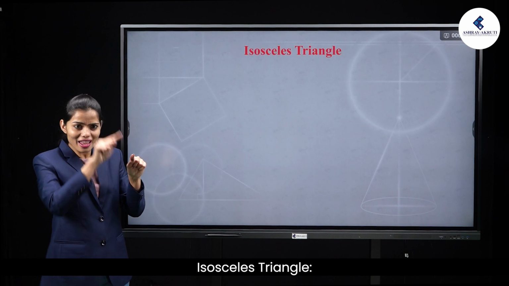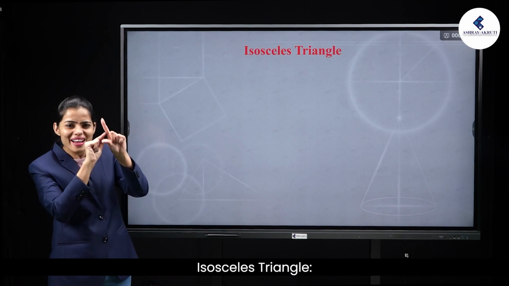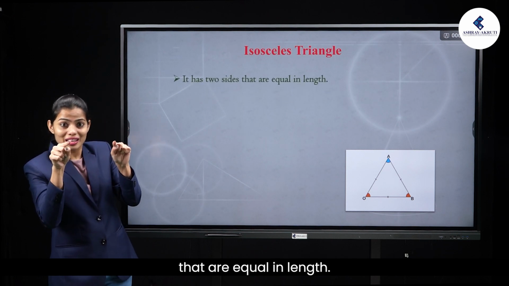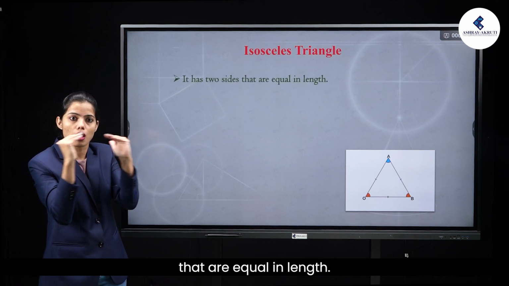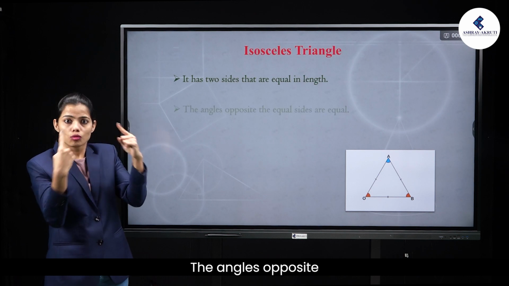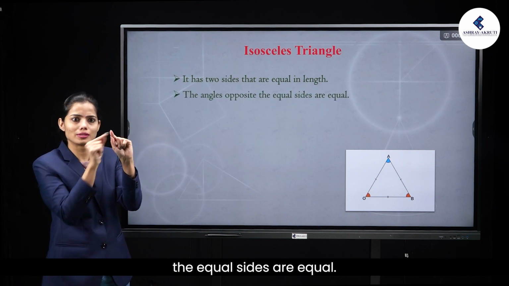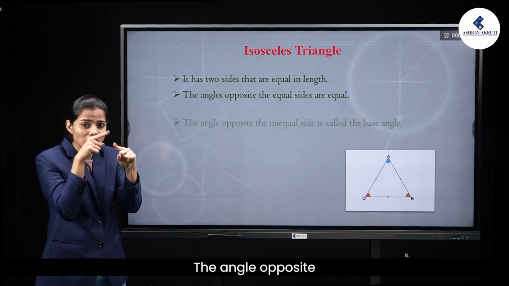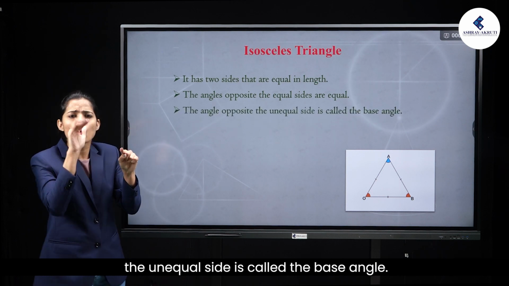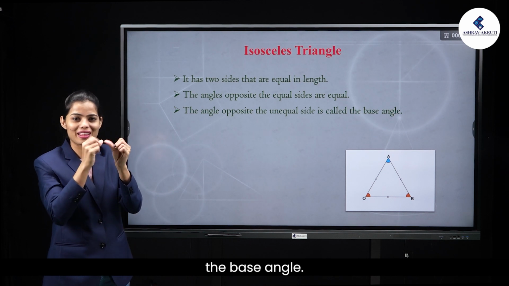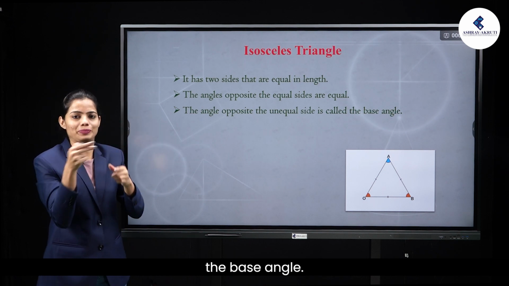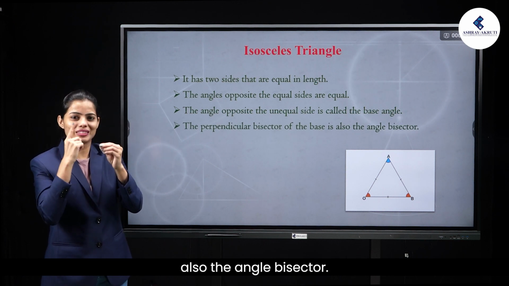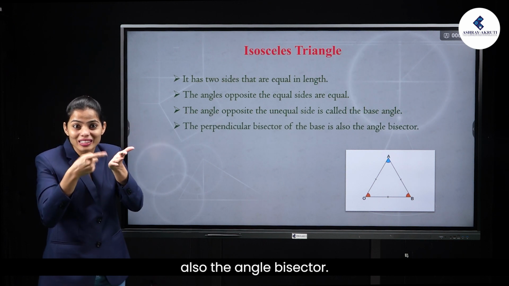Isosceles triangle. It has two sides that are equal in length. The angles opposite the equal sides are equal. The angle opposite the unequal side is called the base angle. The perpendicular bisector of the base is also the angle bisector.